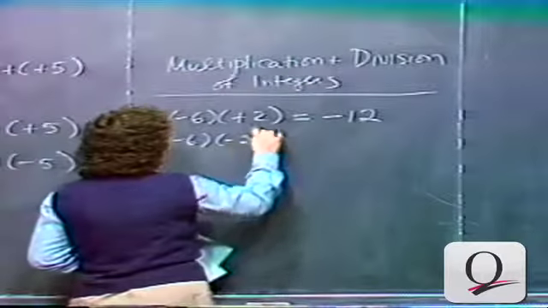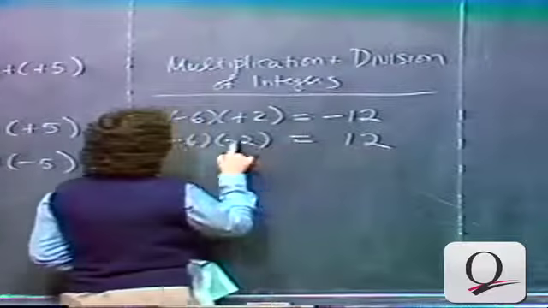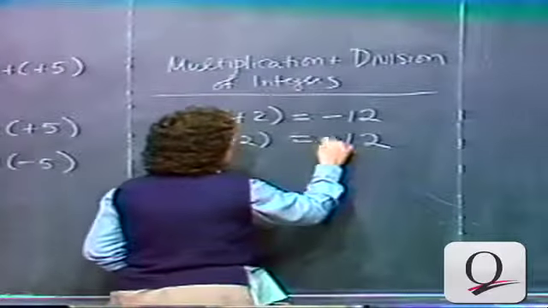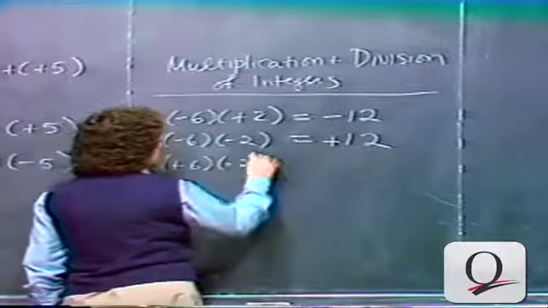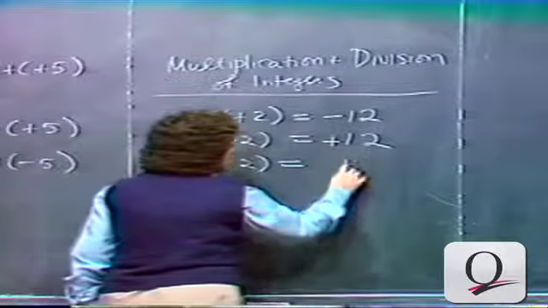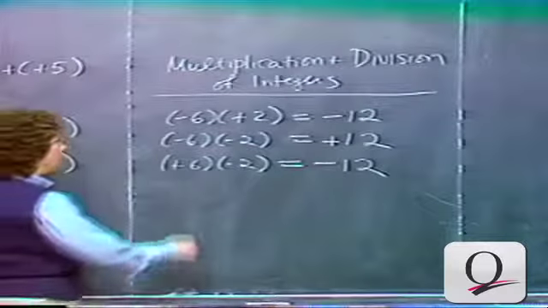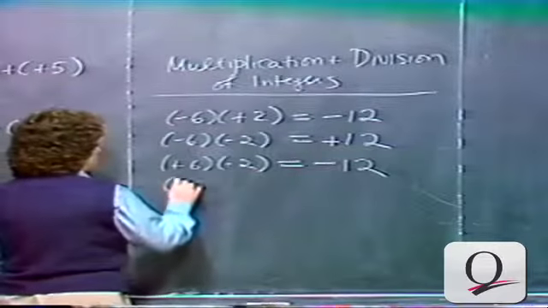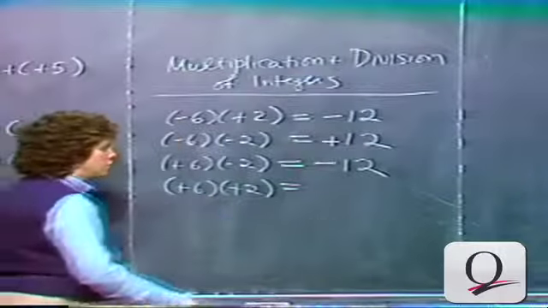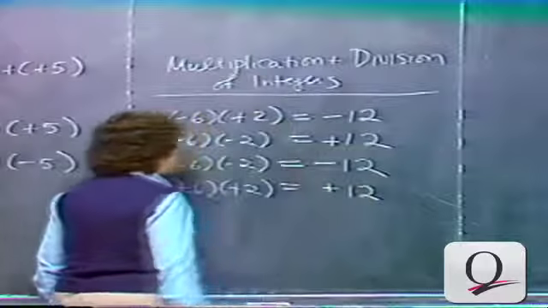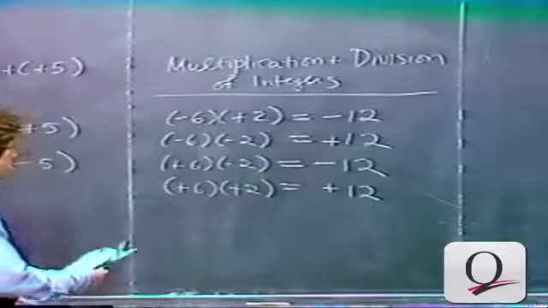Minus 6 times minus 2. Once again, block out the signs. 6 times 2 is 12. The signs are the same, and therefore the answer is positive. Plus 6 times minus 2. 6 times 2 is 12. The signs are different, so the answer is minus 12. And of course, plus 6 times plus 2, which is just 6 times 2, should be 12, and the answer, of course, should be positive. Because 6 times 2 equals 12 was true before you started studying algebra.